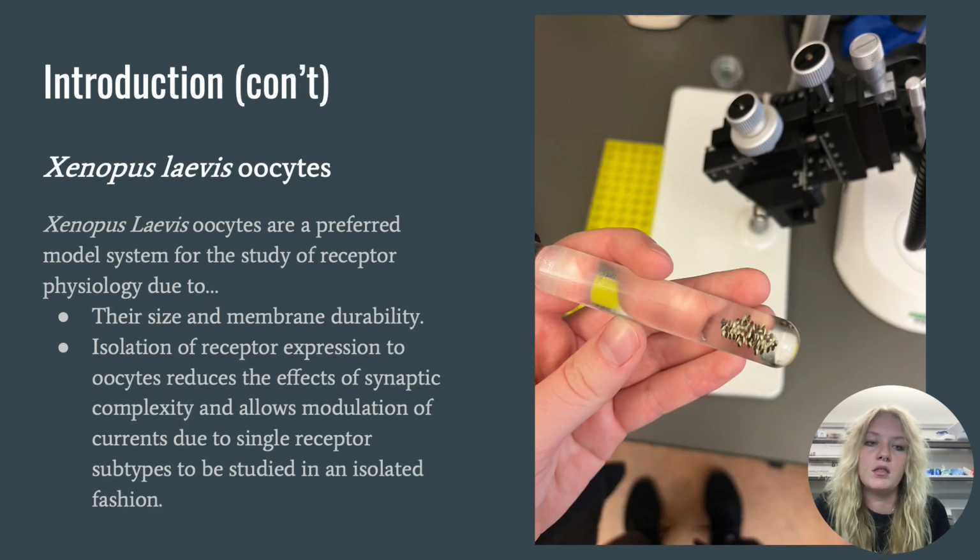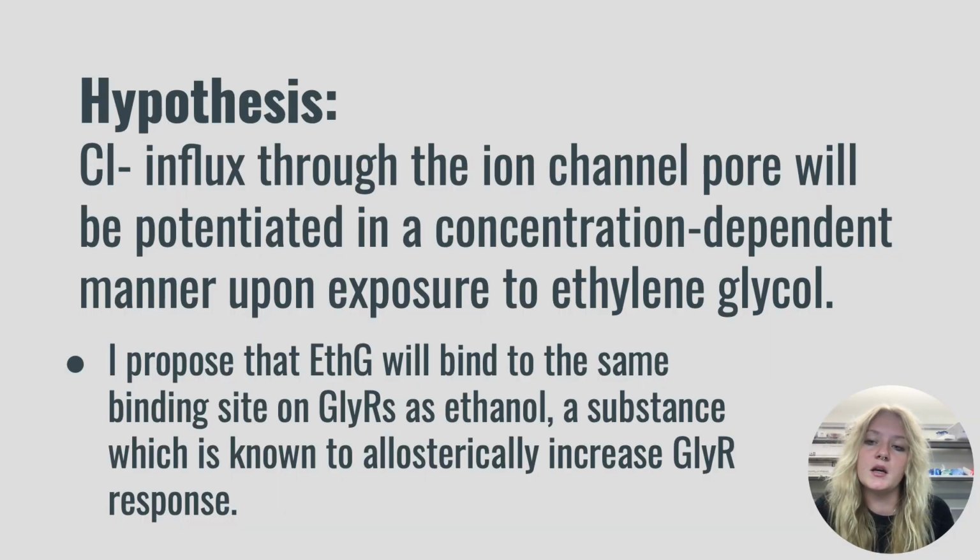So in order to do this, I'm using Xenopus laevis oocytes as they are a preferred model system for the study of receptor physiology, mainly due to their size and membrane durability. Now that you know a little bit more about what's going on here, my hypothesis is essentially that chloride influx through the ion channel pore will increase in a concentration-dependent manner upon exposure to ethylene glycol.